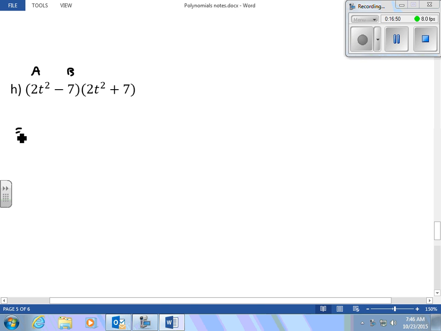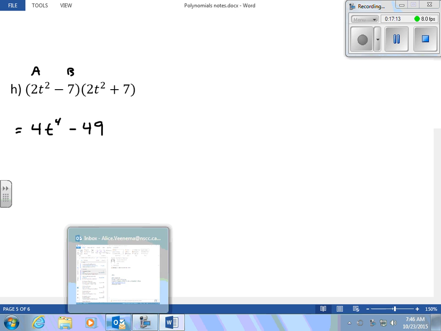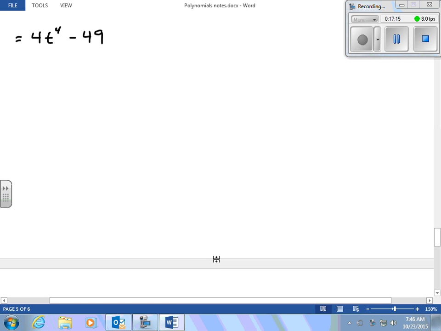So think about what 2t squared is. 2t squared means 2t squared squared, so times 2t squared. So that'll give me 4t to the power of 4. And then my b squared will be 49. So it's really cool when you start recognizing patterns when you're multiplying polynomials because it can provide you with a lot of shortcuts.